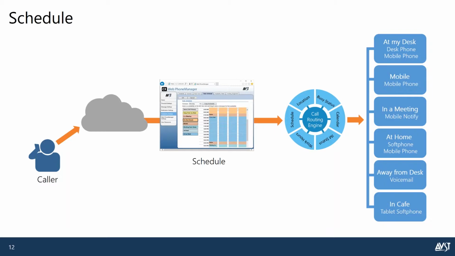When my status is mobile, send it straight to my mobile phone. When I'm in a meeting, use mobile notify, which we'll look at a second here. When I'm at home, I use a soft phone mostly. So if I'm at my desk, go ahead and send it to maybe my Skype soft phone, and then if not, overflow to my mobile phone. If I have set something as away from desk, deliberately send the call straight to voicemail.